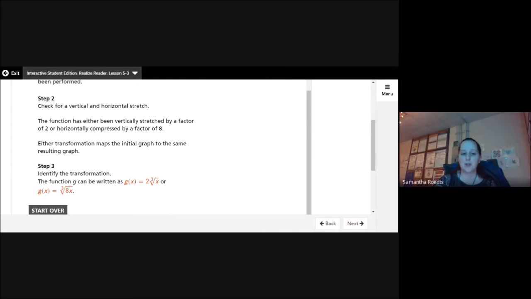Step 3, identify the transformation. The function g can be written as g of x equals 2 cube root of x, or g of x equals the cube root of 8x.